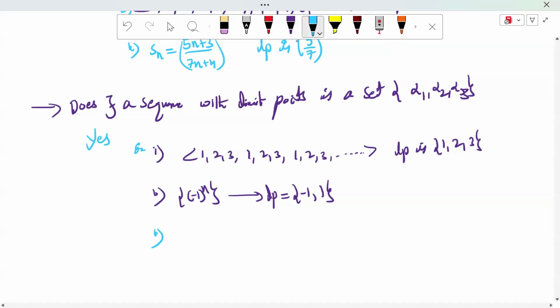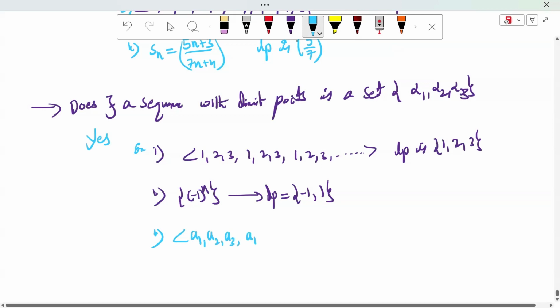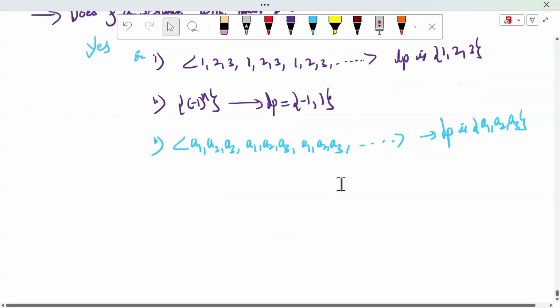Another example, for example, sequence A1, A2, A3, A1, A2, A3, A1, A2, A3, up to so on. So what is the limit point here? A1, A2, A3. Is it clear? There exists a sequence with a set of the limit points.